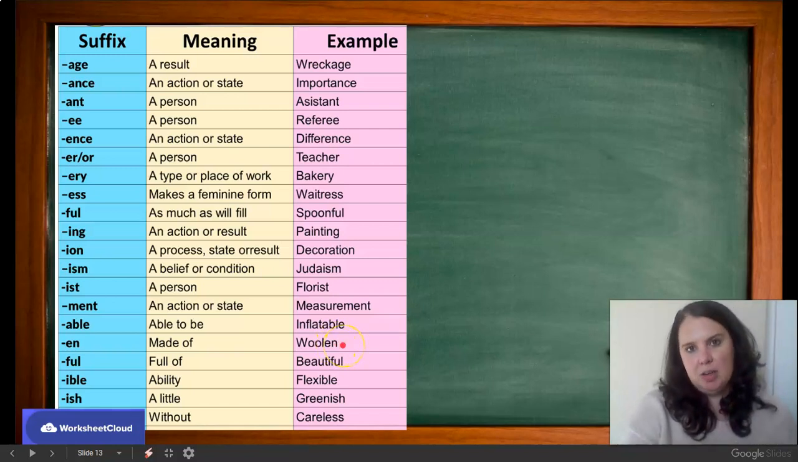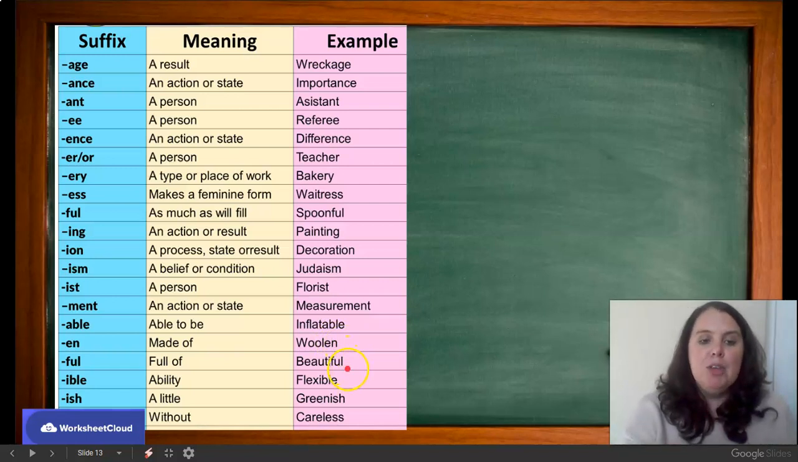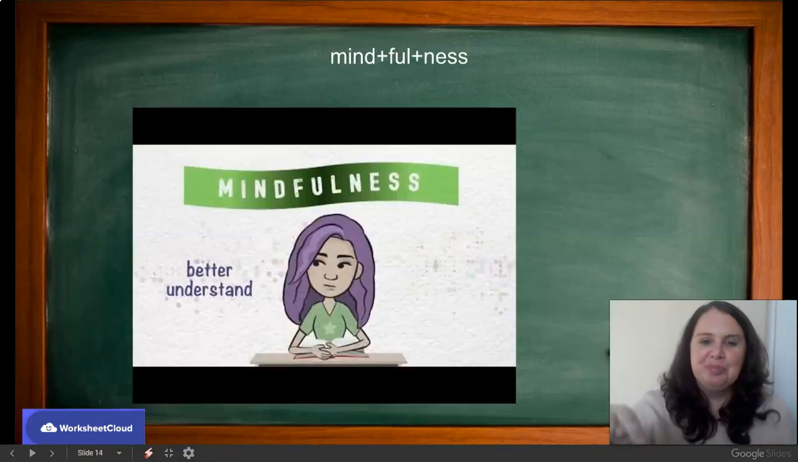Woolen, so what is it made of? Wool. Even wooden, what is it made of? Wood. Beautiful, so full of beauty. Flexible, you have the ability again to be flexible. That can also be literal or figurative. And then you've got greenish. So it's a little bit green, greenish. Like I said, a lot of people use that in slang.